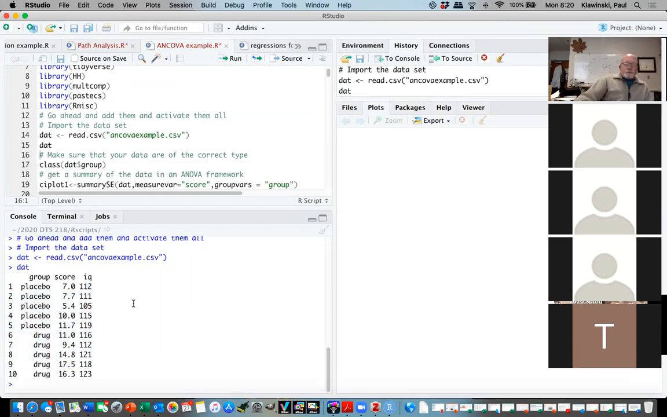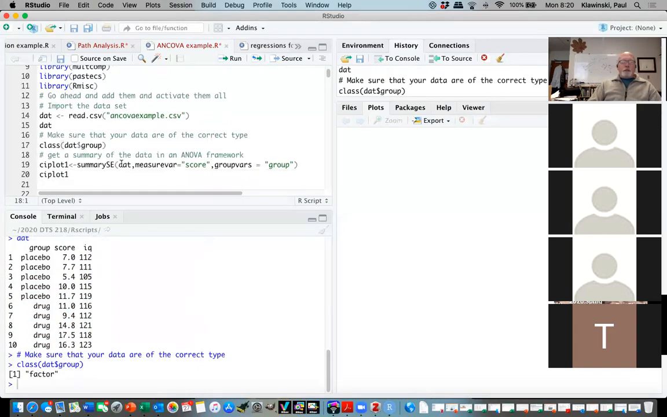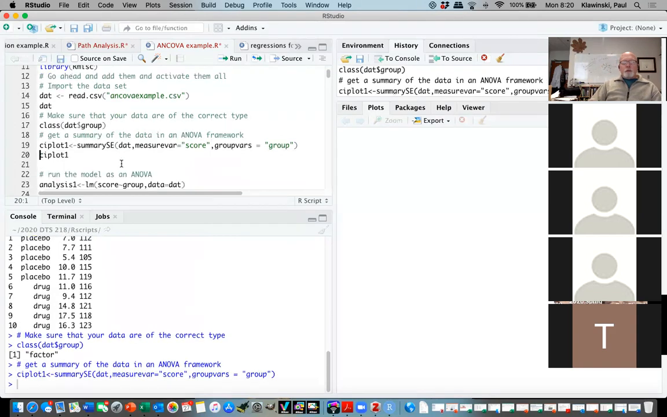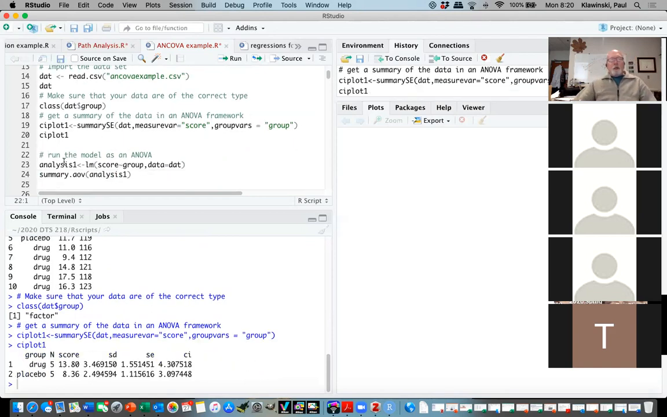So always make sure that your classification data, your classification variable, is actually giving you a classification rather than treating it as a number. Shouldn't have been a problem in this case because placebo and drug are both text. I always just like to get a look at my data before I do anything else.